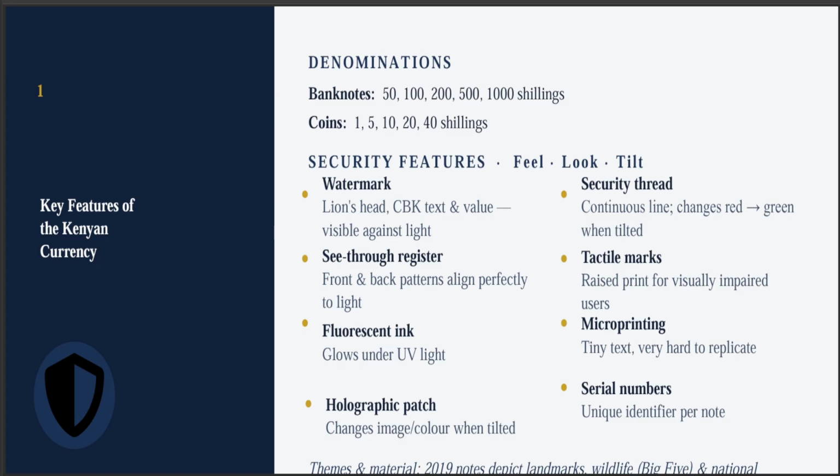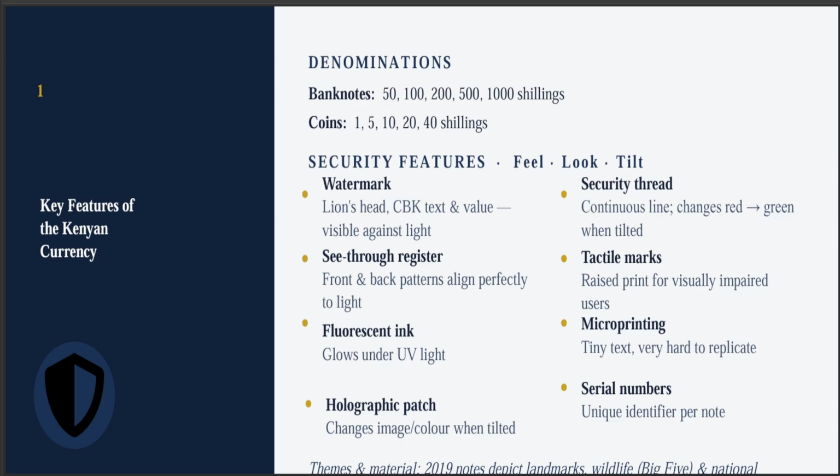Utaona ikiwa ni hivi utaona ni red, ukitilt kidogo tu ishabadilika kuwa green. Then we have tactile marks. This is mostly for the feeling part. So it's just a raised print for the visually impaired users. Kwa wale ambao hawaoni, kama wataka kujua if this is a note or not, lazima watafute hiyo tactile mark. Is usually raised print, ni kidogo yani imejiraise kwenye hiyo pesa.